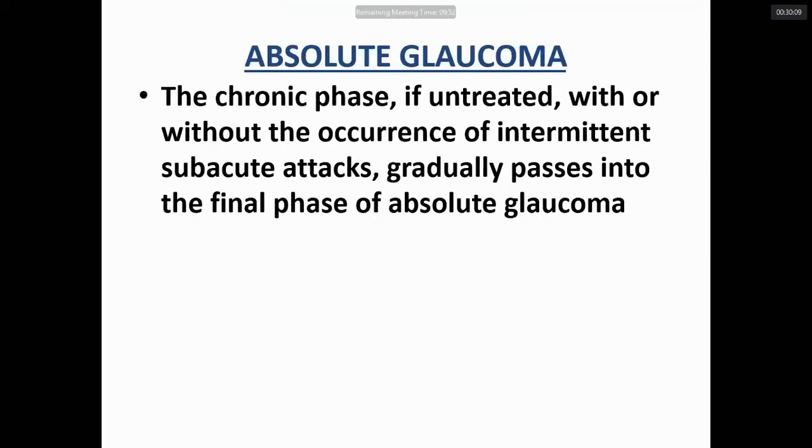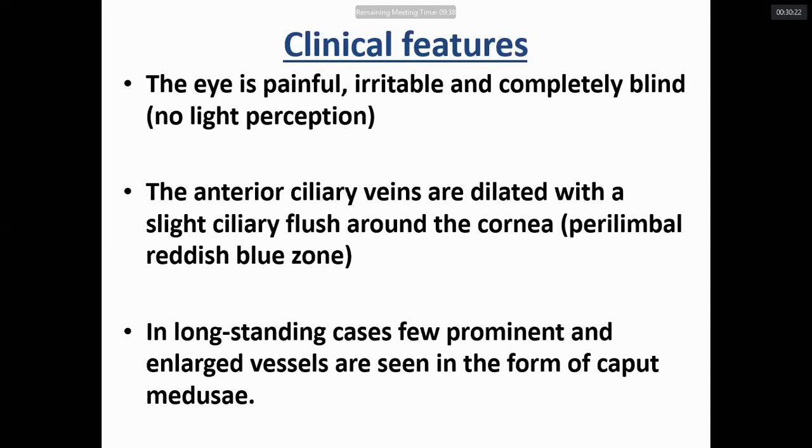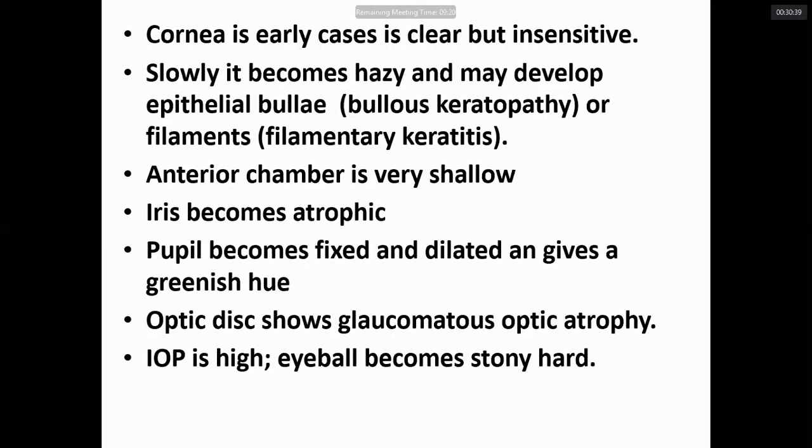And this is the absolute stage, where the chronic phase, if untreated, with or without the occurrence of intermittent subacute attacks, gradually passes into the final phase of absolute glaucoma. Over here the eye is painful, irritable, with complete blindness, and the anterior ciliary veins are dilated with slight ciliary flush over the cornea. In long-standing cases, a few prominent and enlarged vessels are seen in front, in the form of caput medusae.